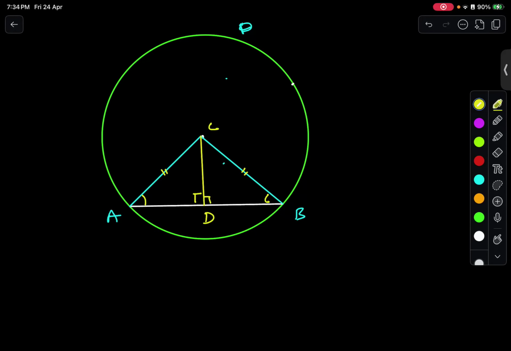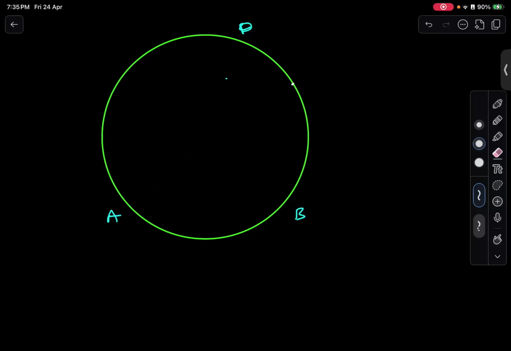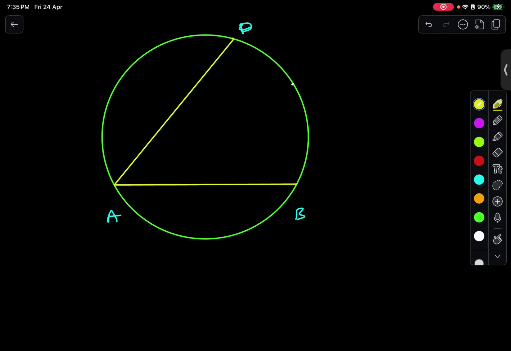Okay. Now, one more property. If you are taking the chord as AB, as we have seen, at the circumference this makes an angle alpha in the major arc. In the minor arc, this will make the angle pi minus alpha. If this is alpha, then this will be pi minus alpha.